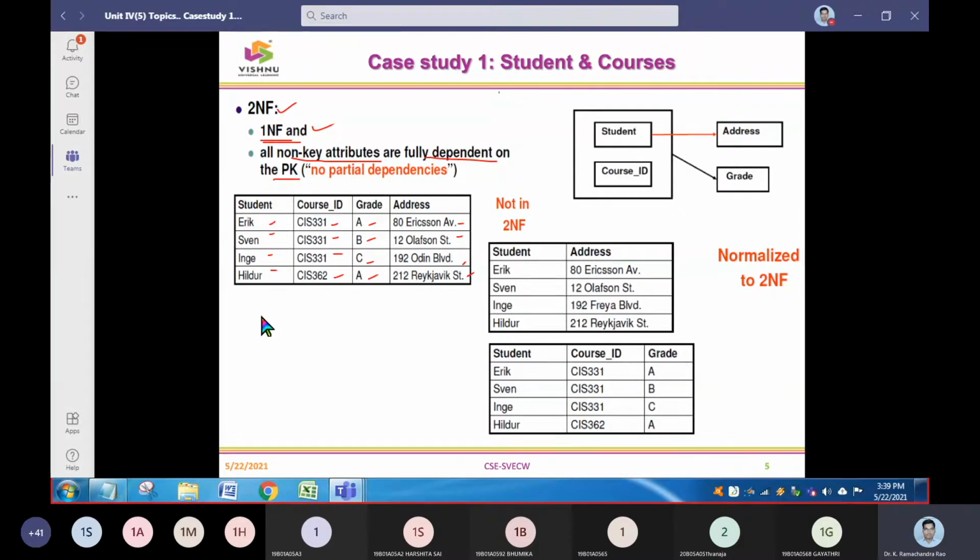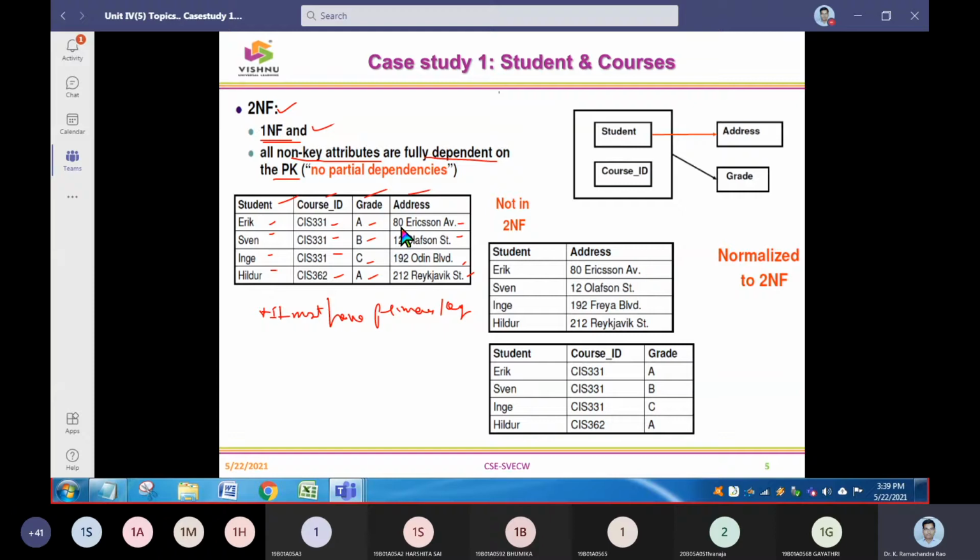So if a table is in second normal form, what was the thumb rule? It must have a primary key. If the table has a primary key, by default you can say that it is in second normal form. Very simple. So, course, student, grade, address. Okay.